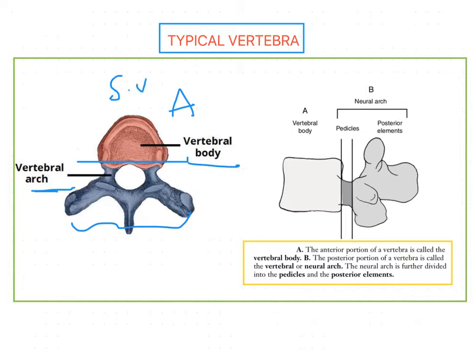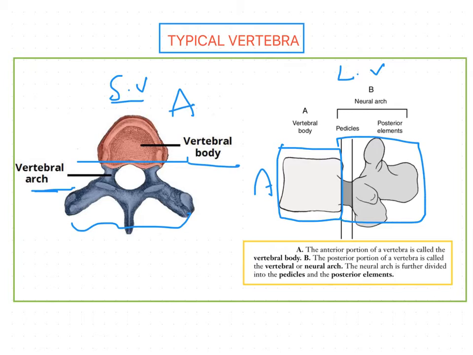This is the superior view, and here you can see the lateral view. In this lateral view, the anterior part is the vertebral body and the posterior part is the neural arch or vertebral arch, and this neural arch is further divided into the pedicle and the posterior elements. So these are the divisions of the typical vertebrae. Now we are going to discuss each structure in detail.